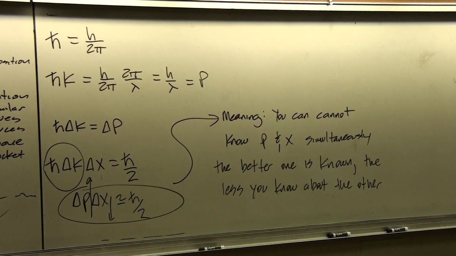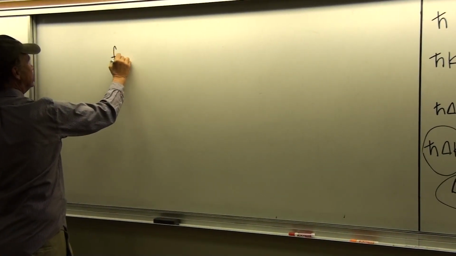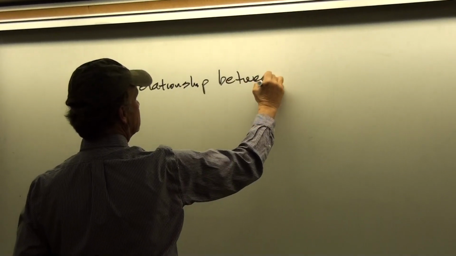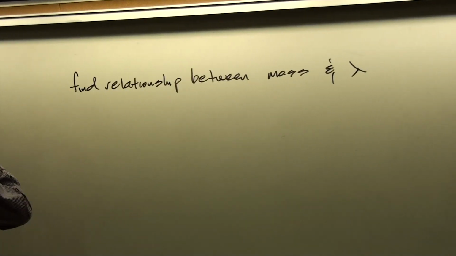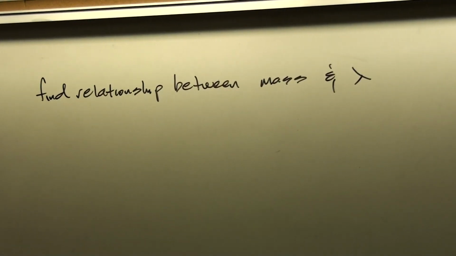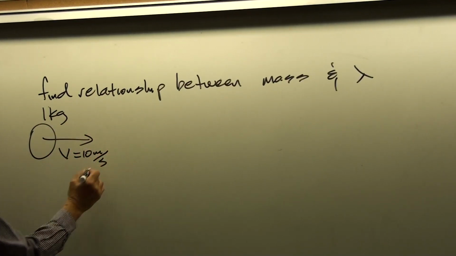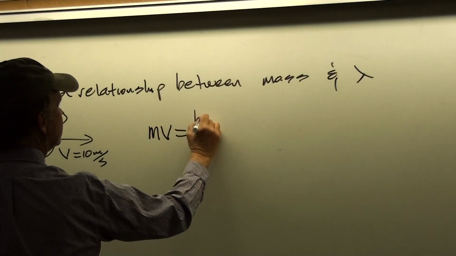What if we wanted to put a little more math into this? Let's say that, first of all, let's see how the wavelength of a particle relates to its mass. Let's say we have a baseball that's 1 kilogram. It's moving at 10 meters per second. Okay, so then the wavelength is going to be mass times velocity equals h over lambda.